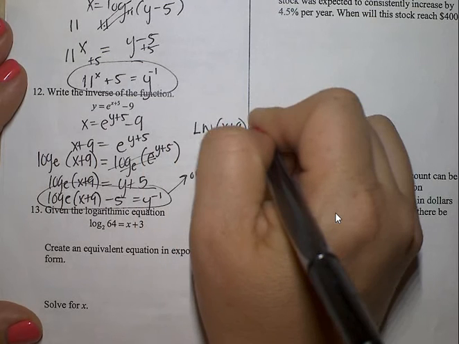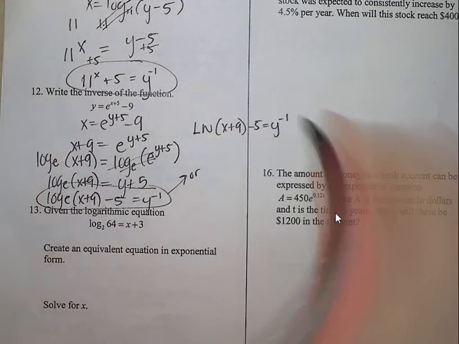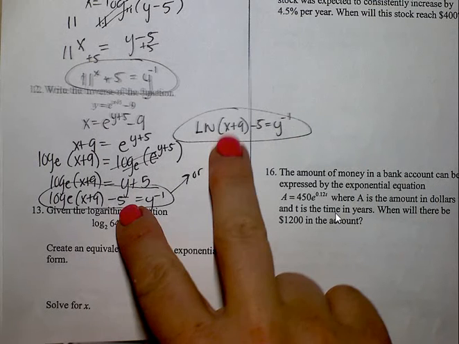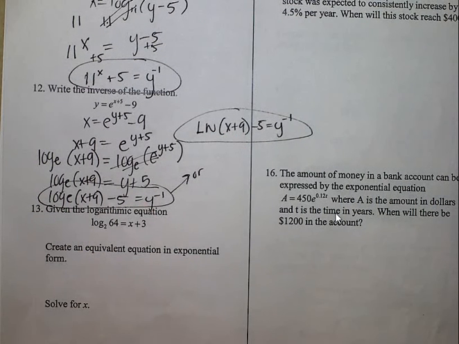If you do not put the x plus 9 in parentheses, it will be wrong. I have 2 different answers. They're equivalent. One uses a log base e, the other one uses an ln. Does anybody have questions? Okay, go down to number 13.